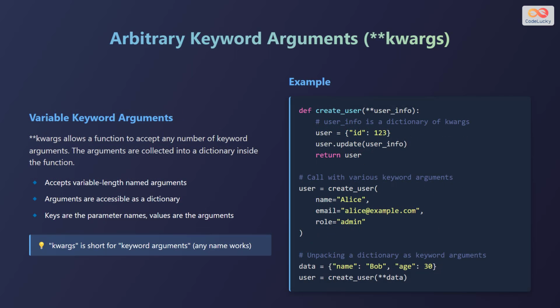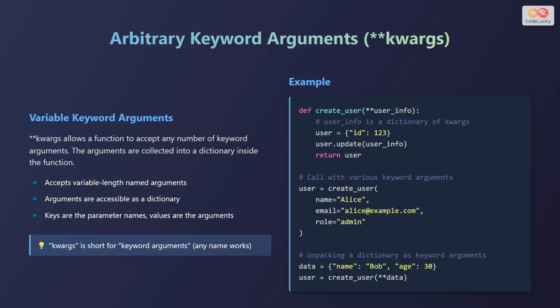Now let's dive into arbitrary keyword arguments. **kwargs allows a function to accept any number of keyword arguments. The arguments are collected into a dictionary inside the function. This accepts variable length named arguments. Arguments are accessible as a dictionary. Keys are the parameter names, values are the arguments. kwargs is short for keyword arguments, but any name works.